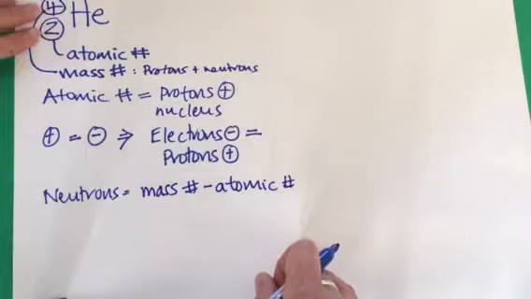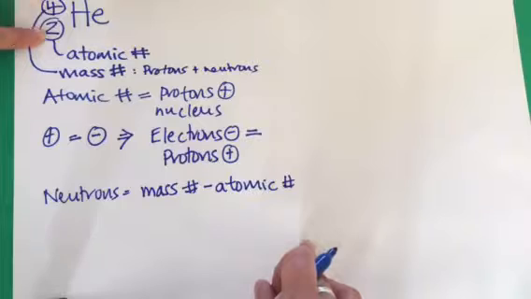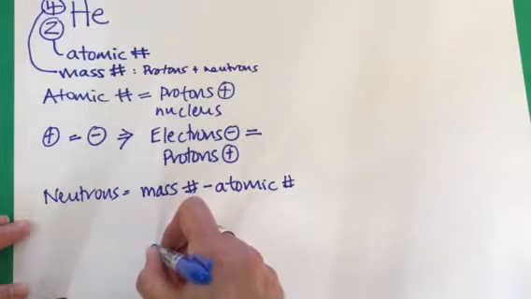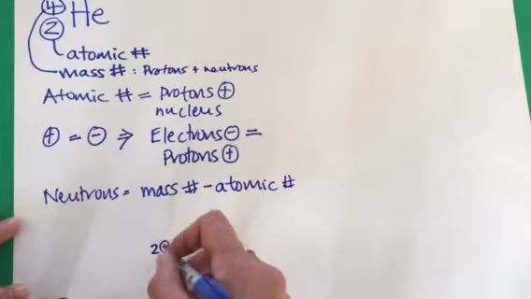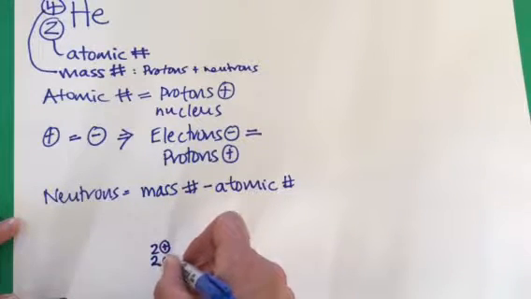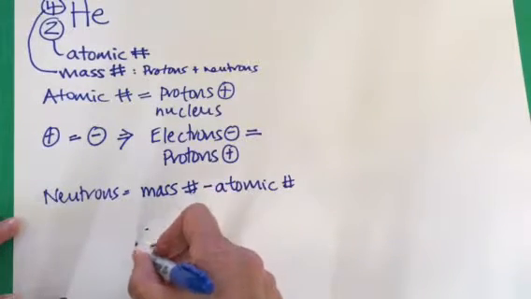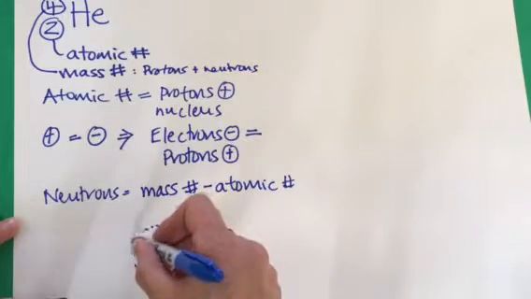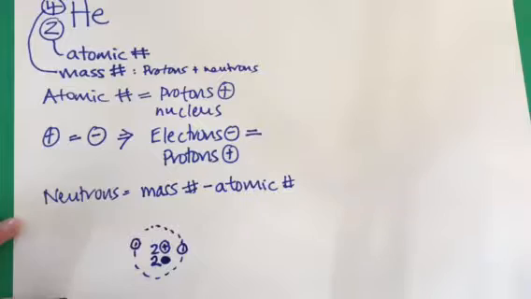So in the example of helium here, we would have 2 positive protons, 2 negative electrons, and 4 minus 2 neutral neutrons. To draw that, I would have 2 positive protons in the nucleus, 2 neutral neutrons, and around the outside, in just one shell, I would have 2 negative electrons.